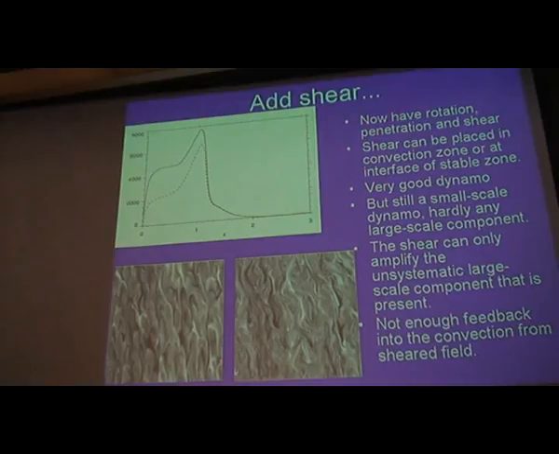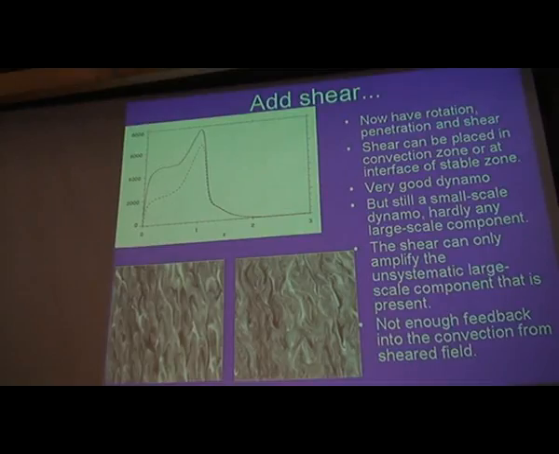There's hardly any large-scale components. It's a very good dynamo. But the shear can really, and this is the problem, the shear can really only amplify the unsystematic large-scale component. You might imagine that if you had some sort of large-scale component, then what would happen is that the shear would amplify that, and you would get a large-scale strong component.